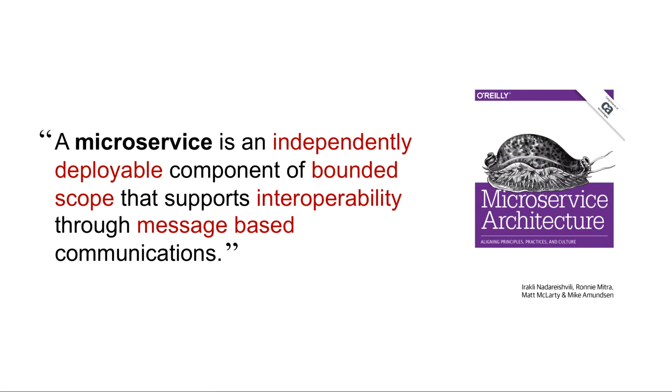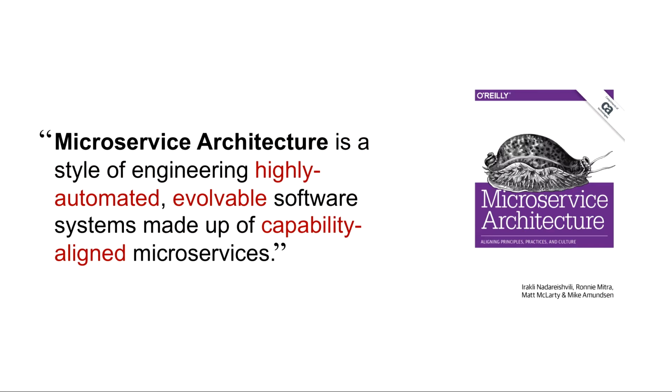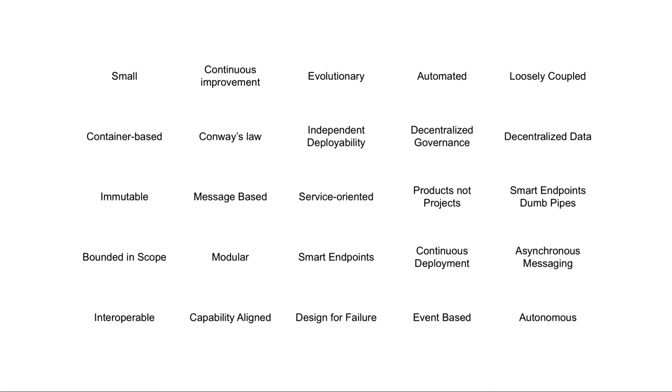What this is in disguise, of course, is not really a definition as much as a list of characteristics written in prose: independent deployability, bounded scope, interoperability, message-based, highly automated, evolvable, capability aligned. So again, we have something that's vaguely similar to the other views you've heard, but maybe a little bit different. I've decided I'll take all of those pieces and throw them onto a board. So then this could be microservices, the aggregate of what you've heard so far.